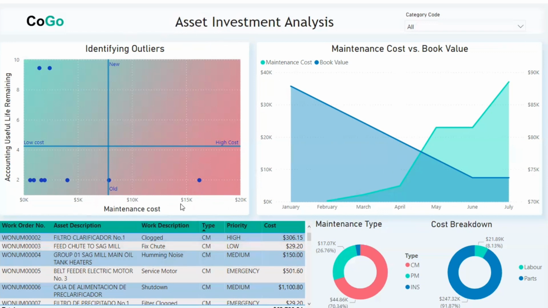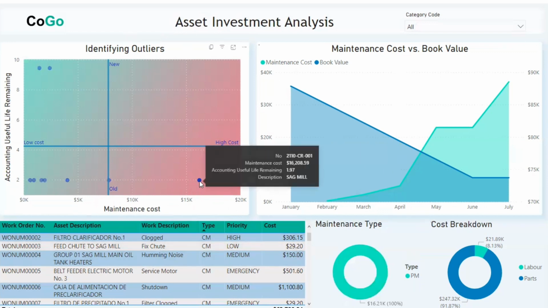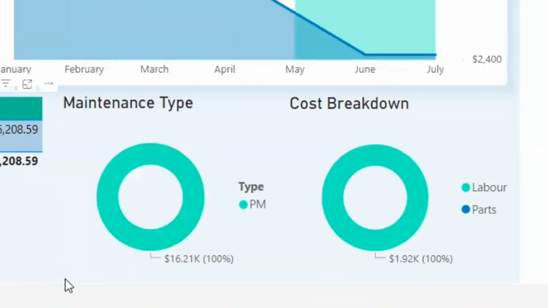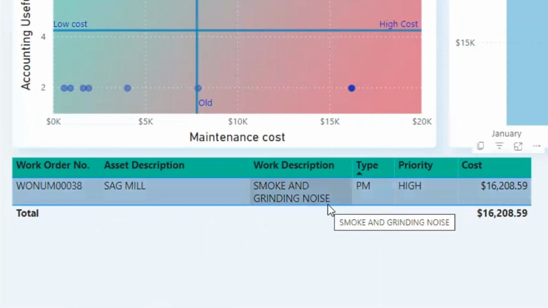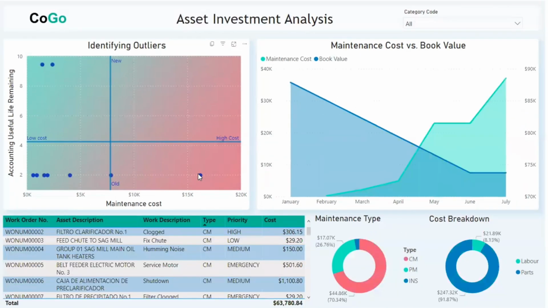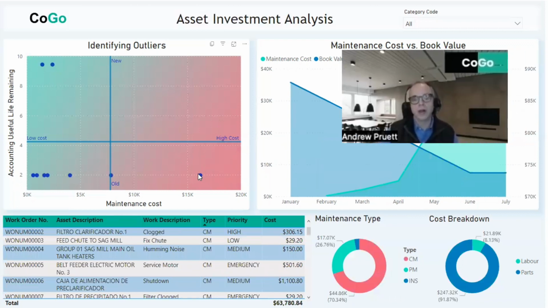Because it's analytical information, we can click directly down into the individual asset and actually see what we're doing in terms of preventative versus corrective, what we're spending on labor versus parts, and give an overall view of what's been invested in that asset to date. So these tools being provided to the general manager help them to really strategically plan what dollars need to be invested in what asset and why.